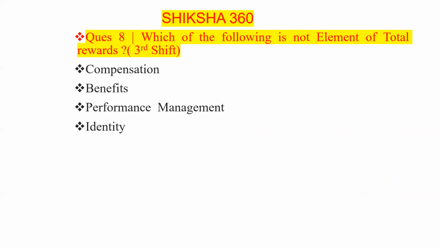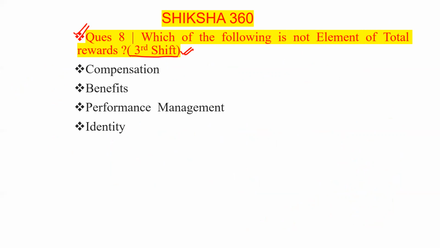Which of the following is not an element of total rewards? Basically, this type of question they have asked every year, and this year they have asked this question also in the third shift. First of all, I will tell you how many elements there are. I am not remembering the year, but in one year they have also asked this question.